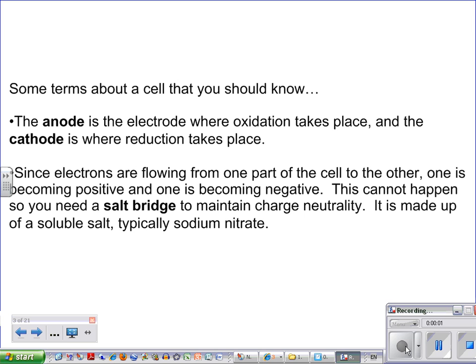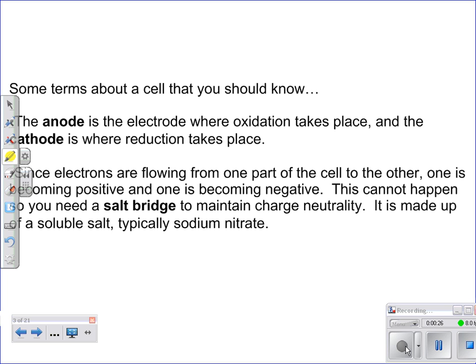Okay, in our last video on this same set of notes, we were able to calculate the cell potential for a voltaic cell. We saw the two half reactions and came up with an overall reaction. Now we want to label and create a voltaic cell from this information. The first couple things we need to know are some vocab terms.